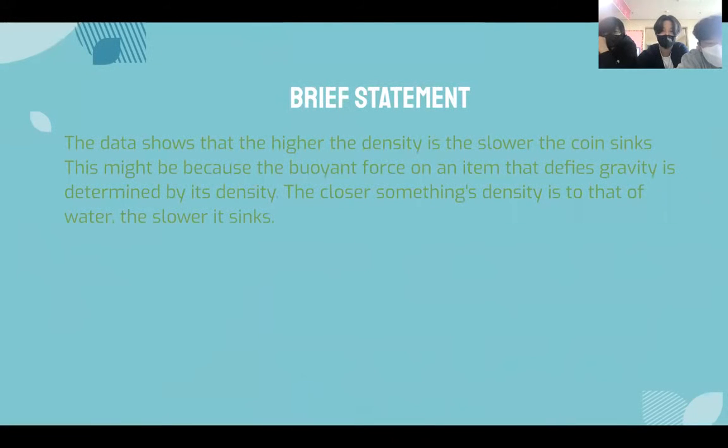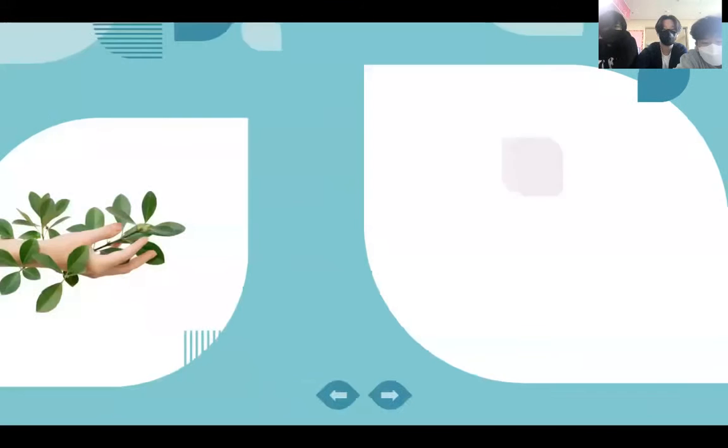Brief statement. The data shows that the higher the density is, the slower the coin sinks. This might be because the buoyant force on an item that defies gravity is determined by its density. The closer something's density is to that of water, the slower it sinks.